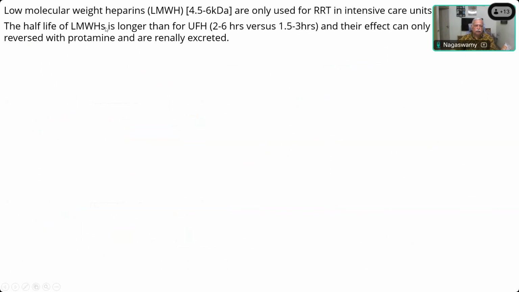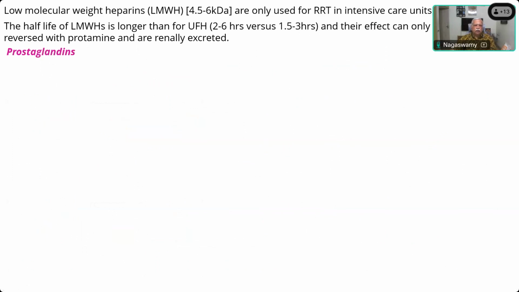So the majority of the time, the only indication where we will use low molecular weight heparin is if the patient is already receiving this as a part of intensive care treatment to prevent a DVT or a pulmonary embolism, then you can continue with LMWH. Otherwise, we generally prefer unfractionated heparin, because that has a shorter half-life and you can reverse its effect with protamine.